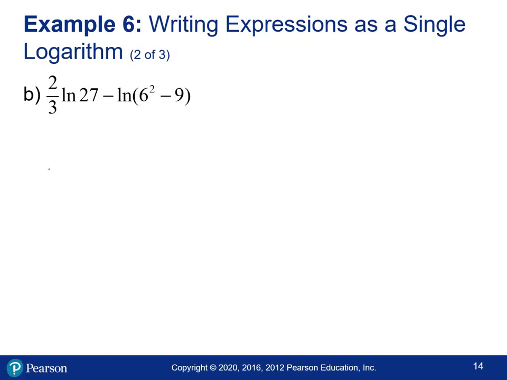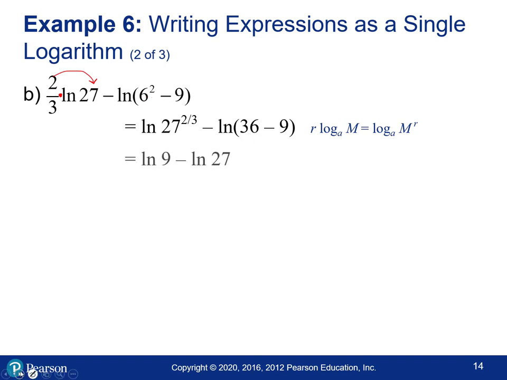How about this one? Notice the numbers multiplying in the front would be a power, so let's start there. And so that's going to be ln of 27 to the 2/3 power. And then 6 squared, go ahead and just say that that's 36. So we just simplify a little bit. This becomes 27 in this argument, and 27 to the 2/3 is 9.